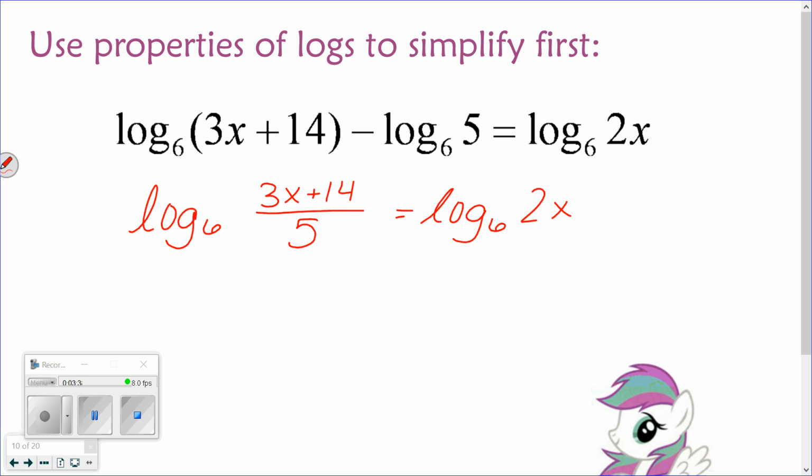Okay? So now since they're both log base 6, what do I know about each of those parts? They're equal to each other. 3x plus 14 over 5 equals 2x. How do you solve that? Yeah, multiply by 5. Now, if you're unsure, I know some people, this confuses them to no end. Think of it this way. If I put that over 1, what would you do with that? You'd cross multiply. So when in doubt, just put it over 1 and cross multiply them, and they'll go together just fine.